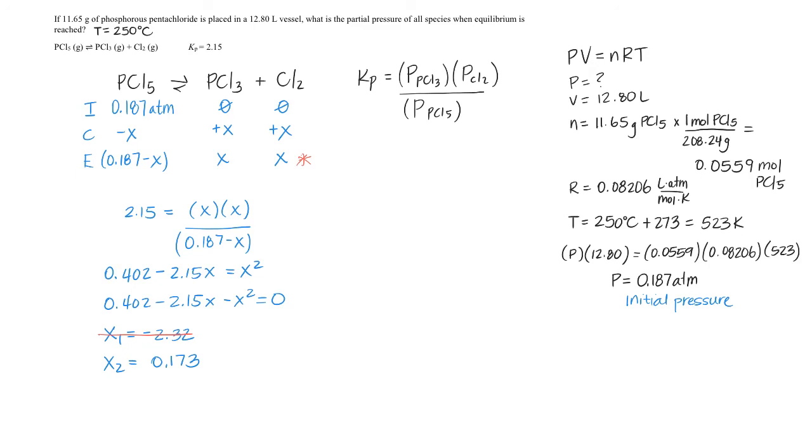The partial pressure of PCl5 is 0.187 atm minus our value of x, which equals 0.0140 atmospheres. And the partial pressure of PCl3 is equal to the partial pressure of Cl2, which is equal to the value of x, 0.173 atmospheres.